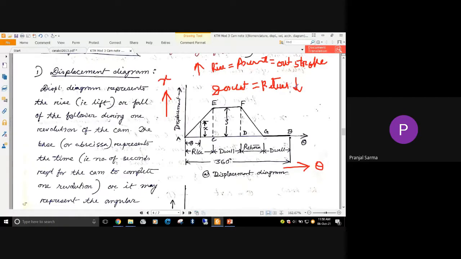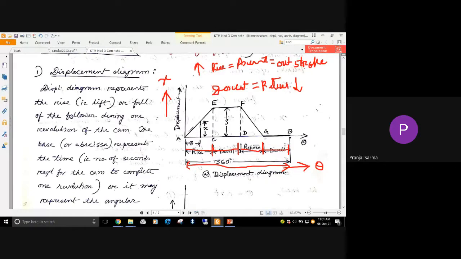Now, what is the type of motion we are talking about right now? We are going for uniform velocity. That means for each succeeding interval of time, our follower is getting the same lift. So let's consider the whole 360 degrees from here to here, where we have the rise stroke, then the dwell, then the return, and once again the dwell. From here to here, this is the rise. From here to here, this is the dwell. From here to here, this is the return. And at the end, we have the dwell again.